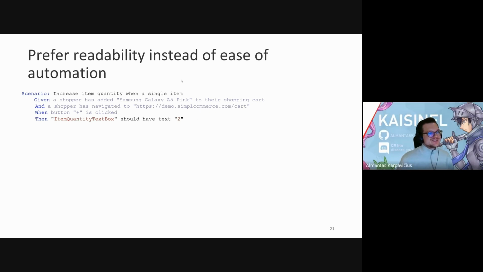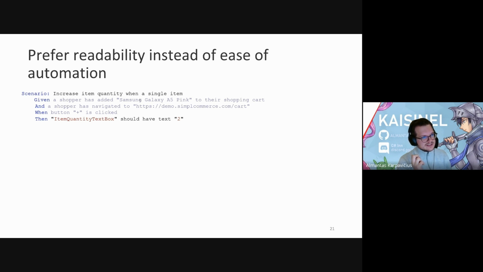Yes. So there are many details, and if you read the test, you start raising questions. Why is it Samsung Galaxy? Why is it this specific website? What if the button changes, and what is item quantity text box like? If you start asking questions, then that means that your test is not perfect.